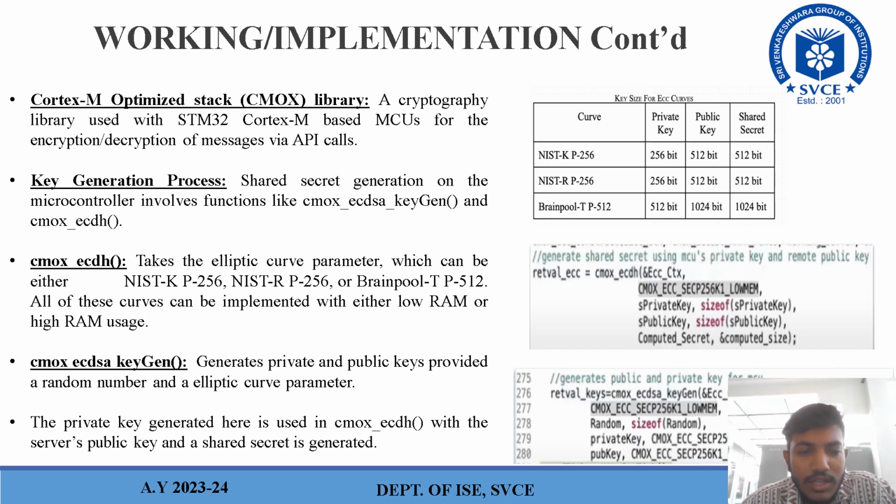CMOX ECDSA key generation generates private and public keys, provided a random number and an elliptic curve parameter. The private key generated here is used in CMOX ECDH with the server public key, and a shared key is generated. Whatever private key is generated here will be used in CMOX ECDH on the server side. The server uses the public key and the private key generated here to generate the shared key.